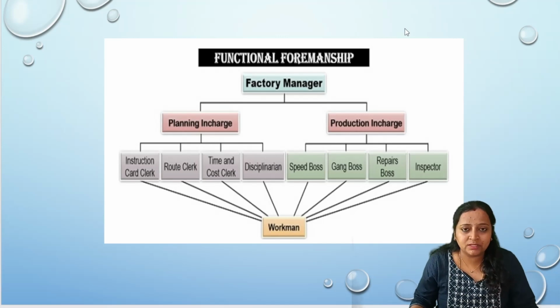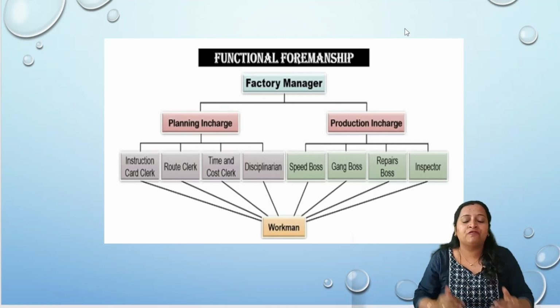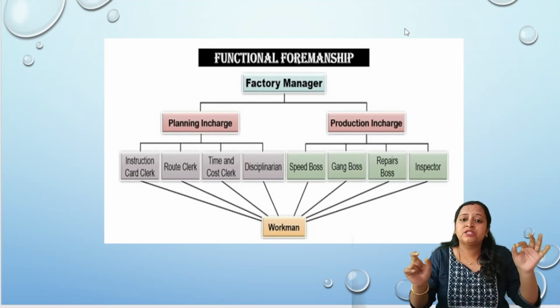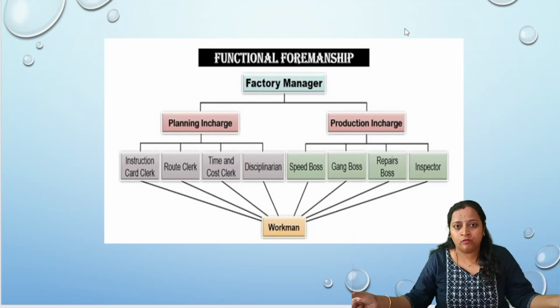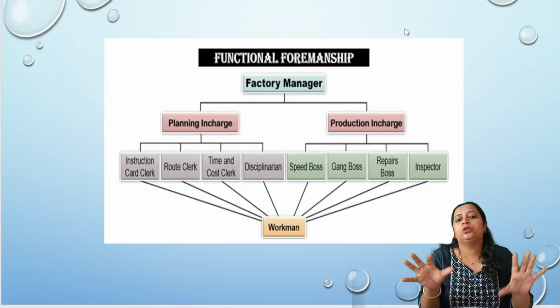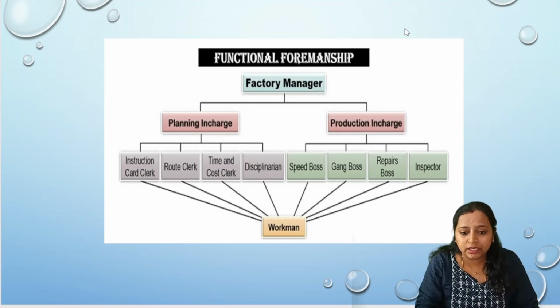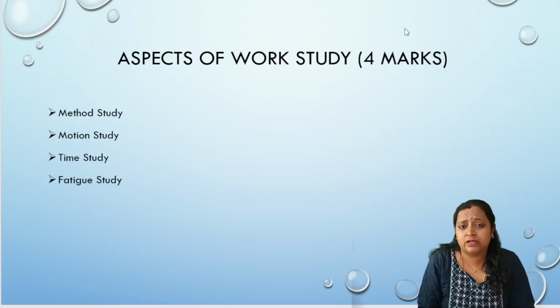Functional foremanship is nothing but the entire work cannot be performed by a single person. So 8 specialists came, divided into 2 parts, production and planning. Under planning you have 4, under production you have 4. Each specialist will perform their own work. So from these 8 specialists, the worker is going to take the instructions and complete the work. That is the total concept of your functional foremanship. Hope you understood. Coming to the next one, aspects of work study.